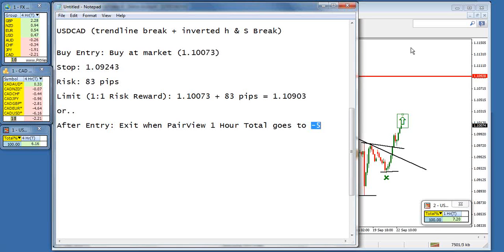And that's something that, if you're not watching your screen, can be a bit of a pain. You can put these parameters in as a set and forget type of strategy. But what you can also do is look at that pair view total if you're trading, and if it goes to that red, that would have to be a red 5 on here. Kind of like Star Wars.